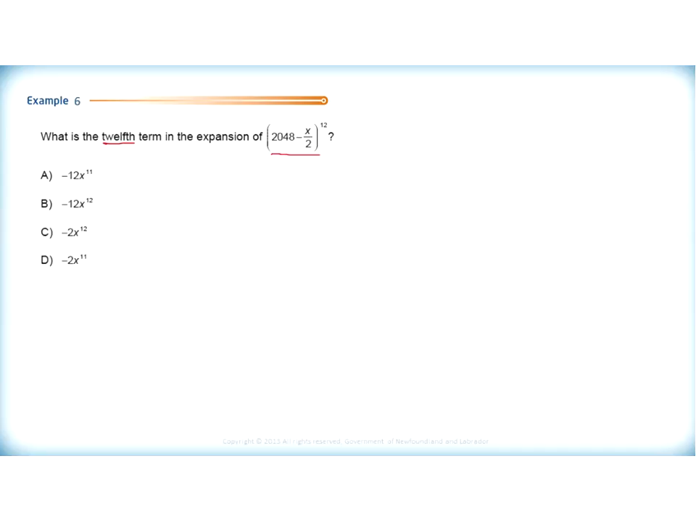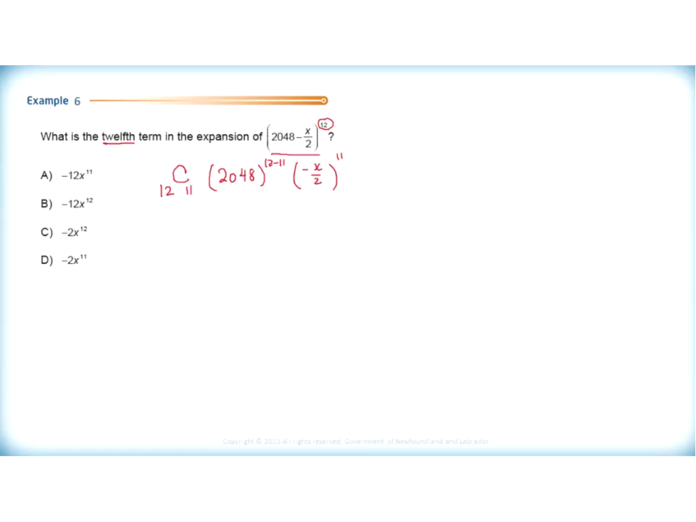The 12th term will be the C of 12 choose 11. And I got 2048 to the power of 12 subtract 11 times a negative x over 2 to the power of 11. Remember, you subtract these two numbers to get your first power, and this number here is your second power. That's your second term, negative x over 2.